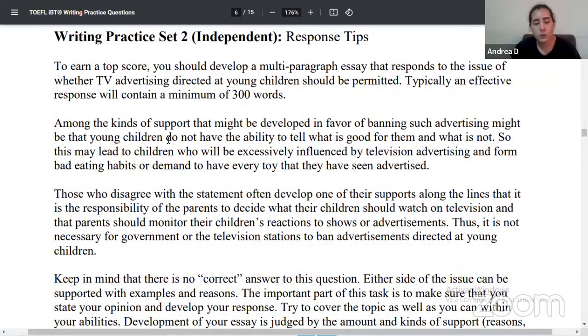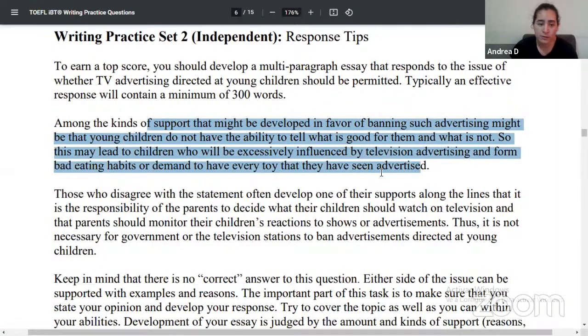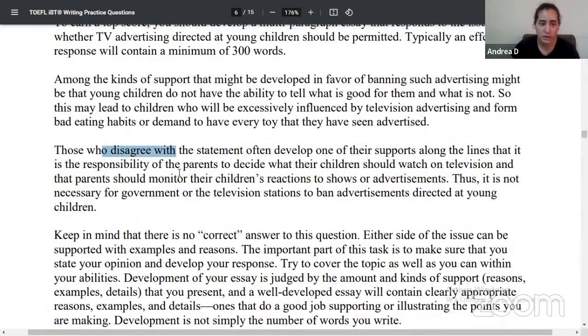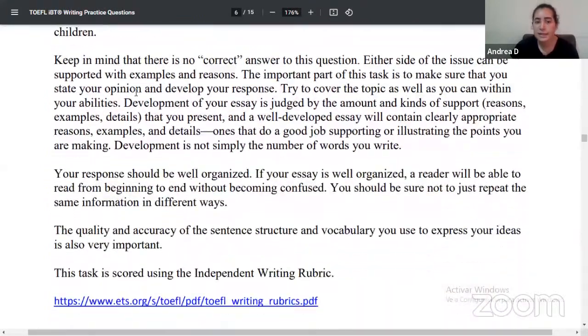Then they say that you have to basically explain why, right? So you need to provide reasons why you have that certain opinion. So they give you some examples of what reasons you can have, if you agree and if you disagree. Then they say, keep in mind that there is no correct answer. So it doesn't really matter what you choose, right? The important thing is not what option you have chosen, but how you explain why you chose that option. So you can choose whatever you want. There's no right or wrong answer in this question.